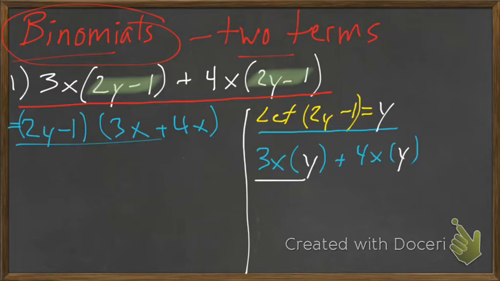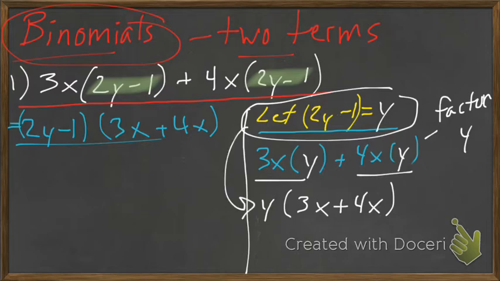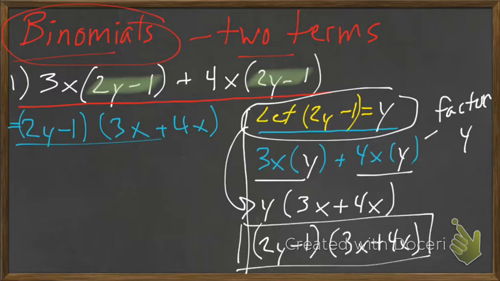So I've got 3xy plus 4xy, and I know I can pull out that y. So factor y. So I'd end up with y being multiplied by 3x plus 4x. And we did say let 2y subtract 1 equal y. So we're going to put that back in here. So 2y subtract 1 multiplied by 3x plus 4x. And this answer, at least it should be, is the same as this answer.